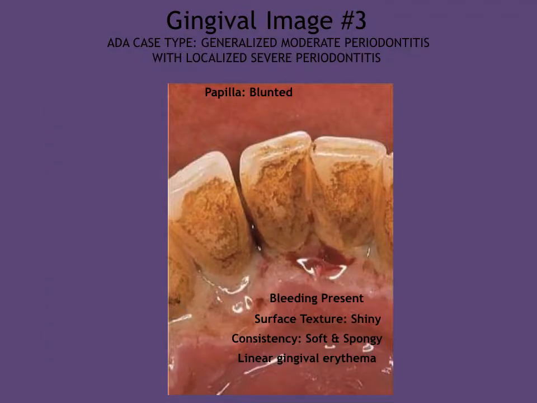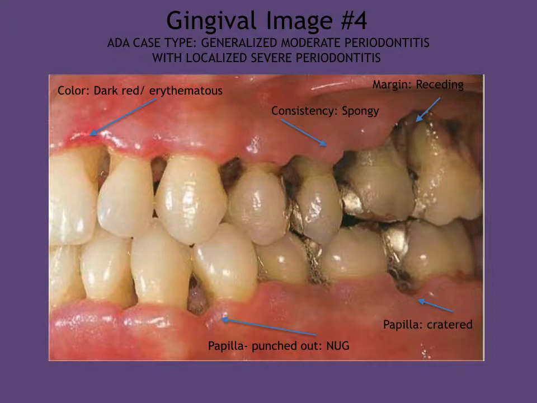Gingival image number 3 shows blunted papilla, the presence of bleeding, shiny surface texture, soft and spongy gingival consistency, and evidence of linear gingival erythema. Gingival image number 4 indicates dark red erythematous color, spongy consistency, receding margins, cratered papilla, and punched out papilla associated with NUG.